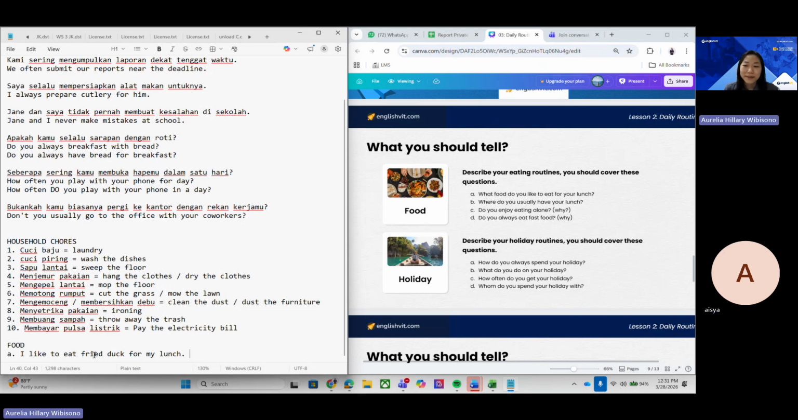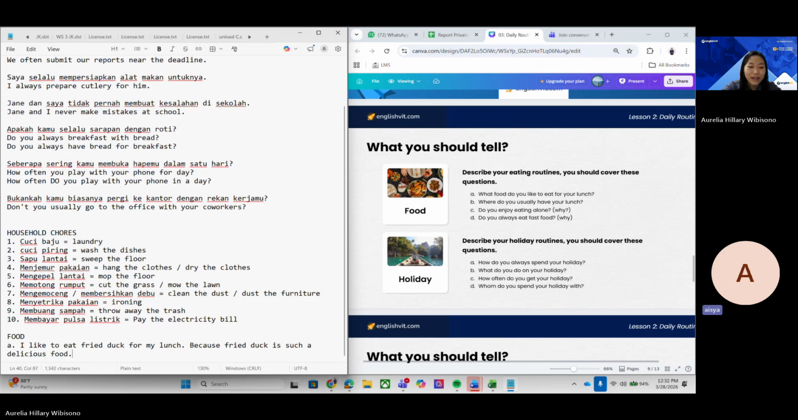Not really, but usually. What do you like to eat? Something you usually eat. So, fried duck. Okay. Why do you like to eat fried duck for your lunch? Because fried duck is such a good food, such a delicious food. Yeah, I agree with you.